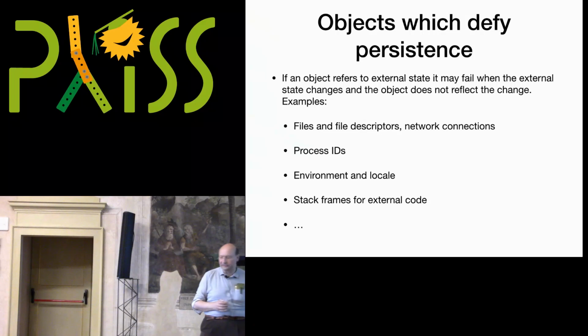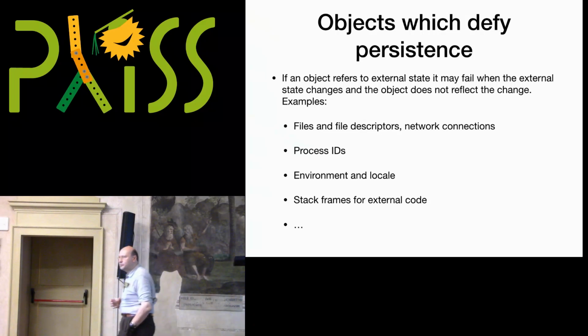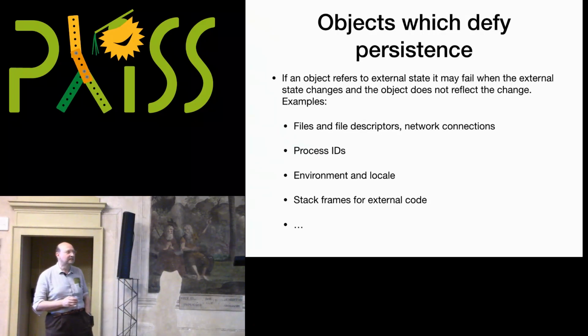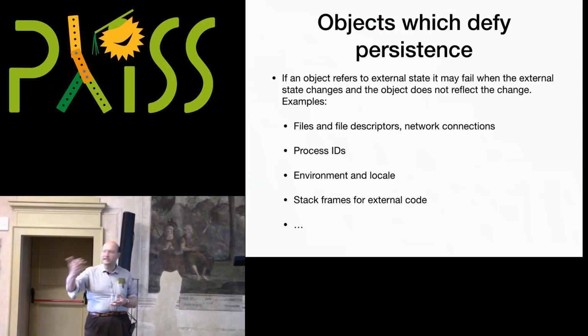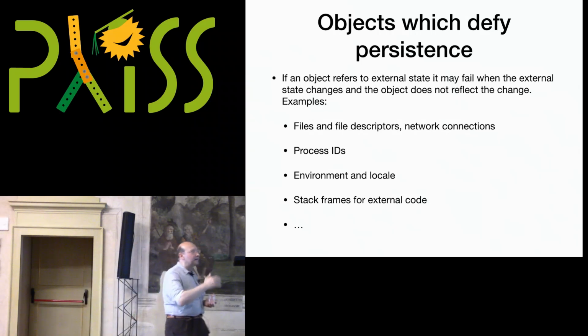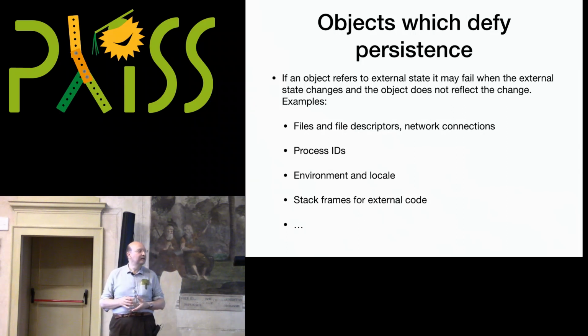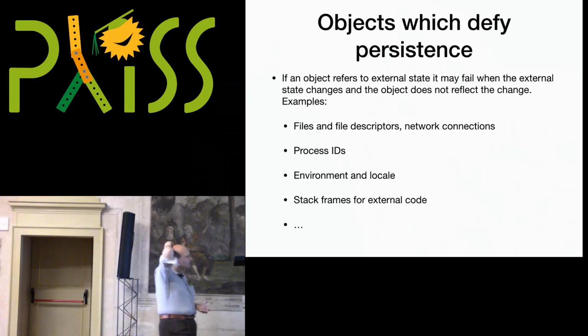So let me give you some examples. If you have an object representing an open file, and that object uses, say, a file descriptor or a path name, and you suspend your program and you put this object in a persistent heap, when the thing comes back again, the file may have gone. Right? The descriptor could have closed. The path name may no longer be valid. So at resumption time, from that point onwards, things are not going to work.